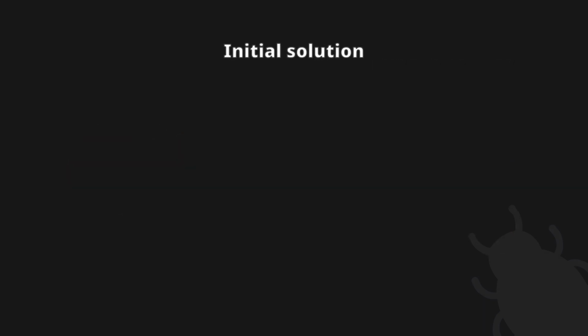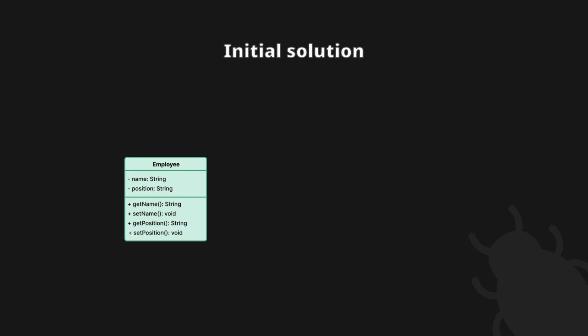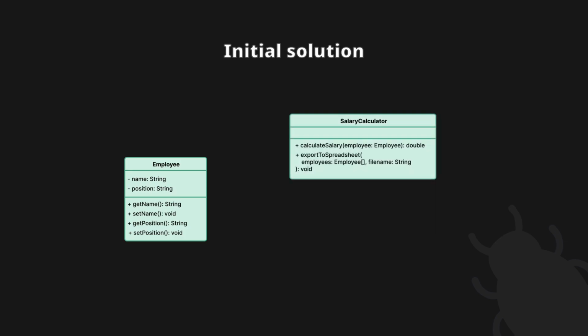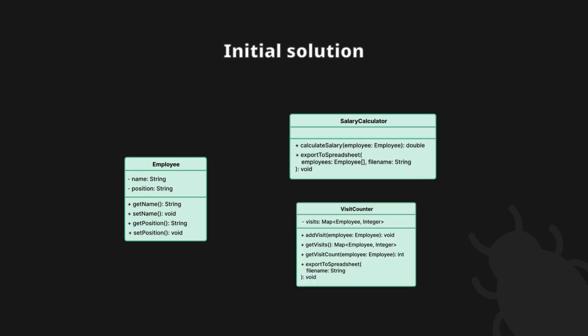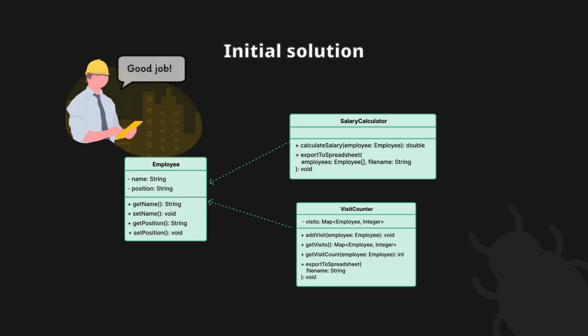We will create 3 classes. The first will be to represent the employee. The second will be to calculate and export salaries. The third will be to count and export the frequency of visits to the office. This solution worked perfectly. We delivered it to the boss and he was satisfied.